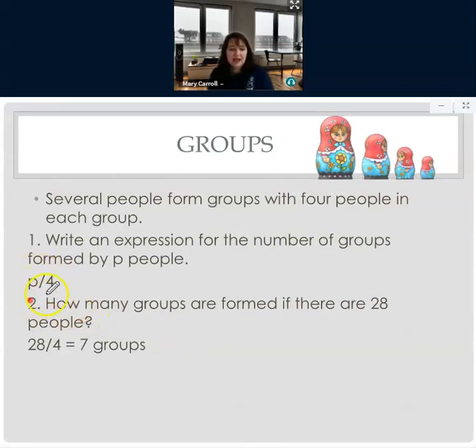Alright, the 4 is actually being divided. You could have written 1 over 4 times P. Either one would have been fine, or as I said, P over 4. Putting the 28 in there, divided by 4, gives you 7 groups that have been formed.